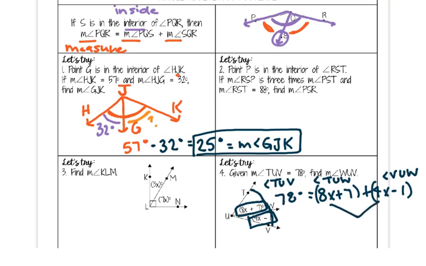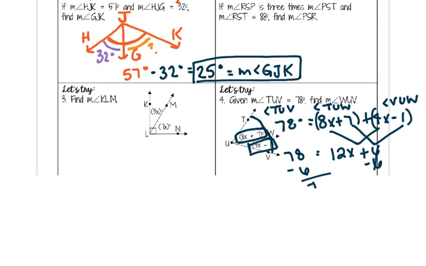So when we solve this, we're going to say 8x plus 4x, because we're combining like terms, is 12x. 7 minus 1, combining like terms, is 6. So subtract 6 from both sides, 78 minus 6 would be 72. 72 equals 12x, divided by 12 on both sides. x is equal to 72 divided by 12, which equals 6.